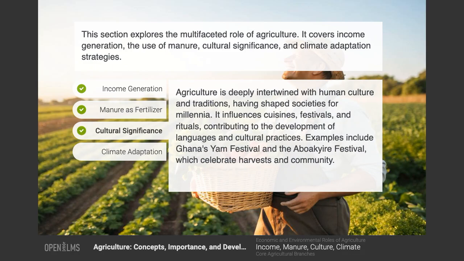Agriculture is deeply intertwined with human culture and traditions, having shaped societies for millennia. It influences cuisines, festivals, and rituals, contributing to the development of languages and cultural practices. Examples include Ghana's Yam Festival and the Abawakara Festival, which celebrate harvests and community.